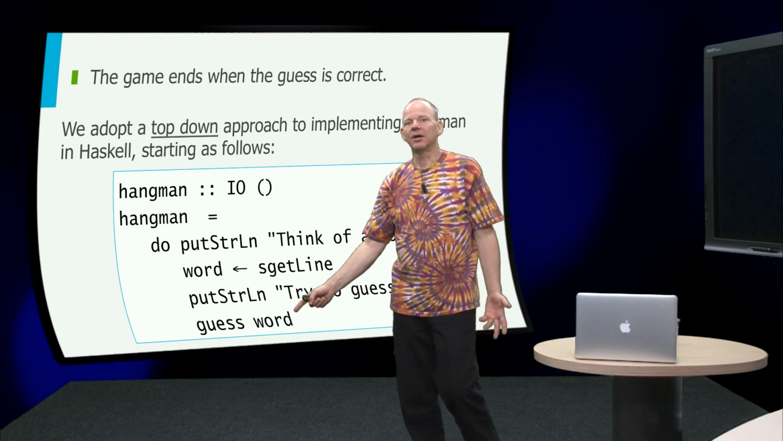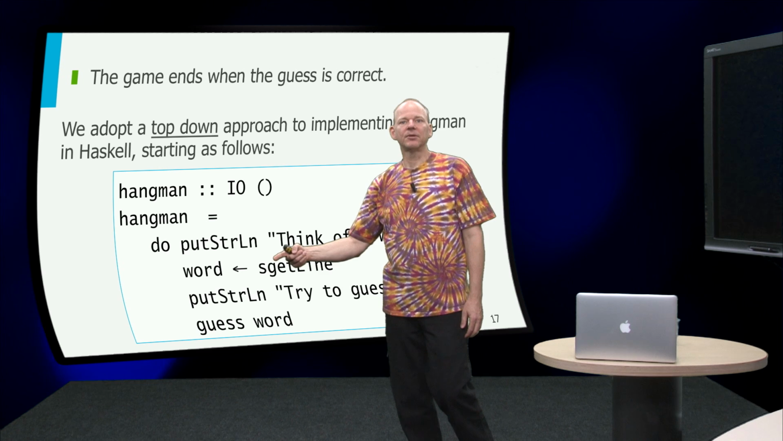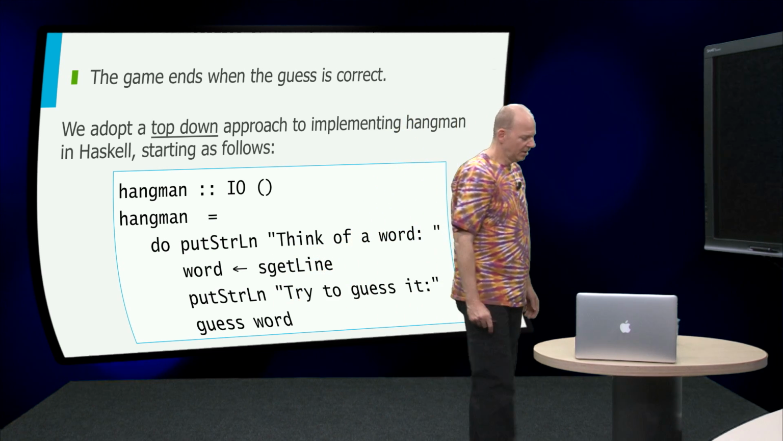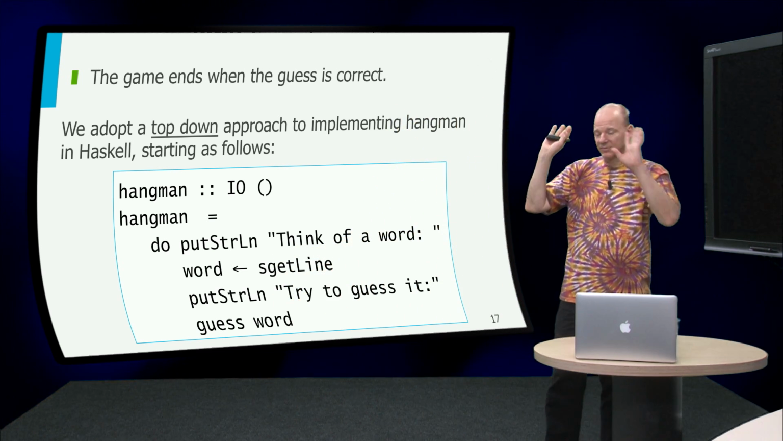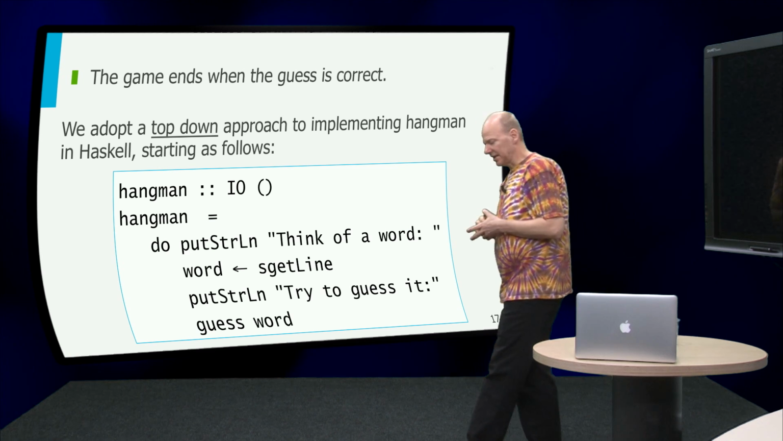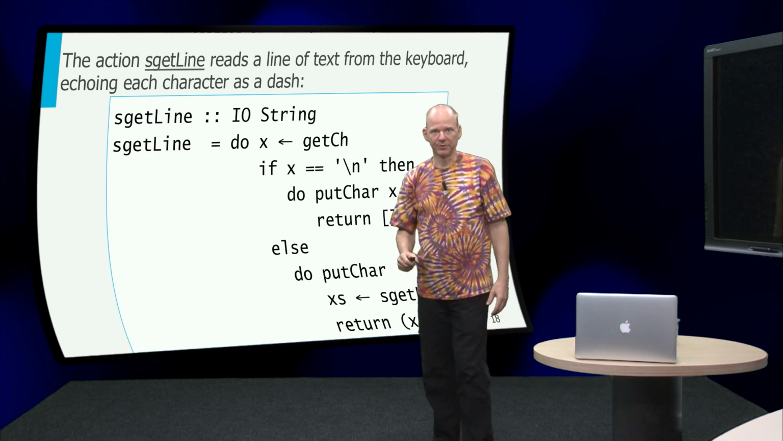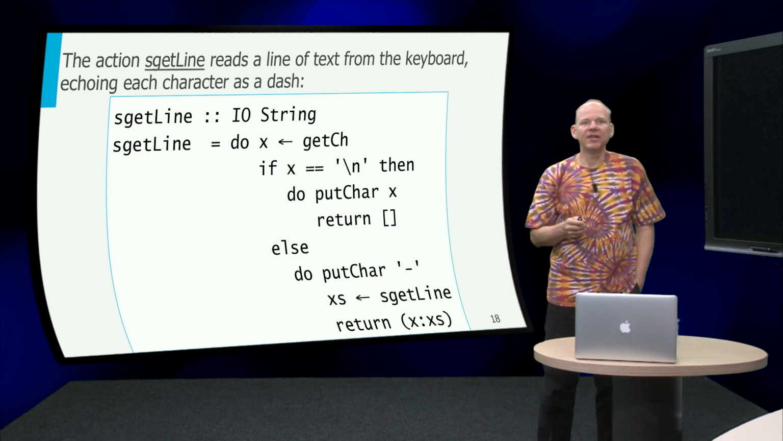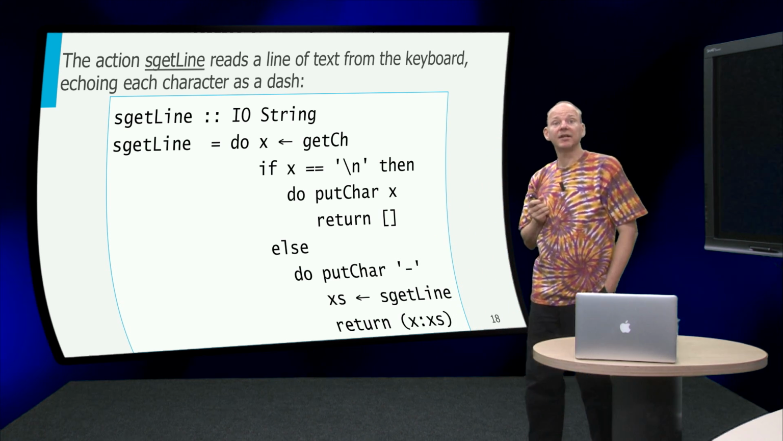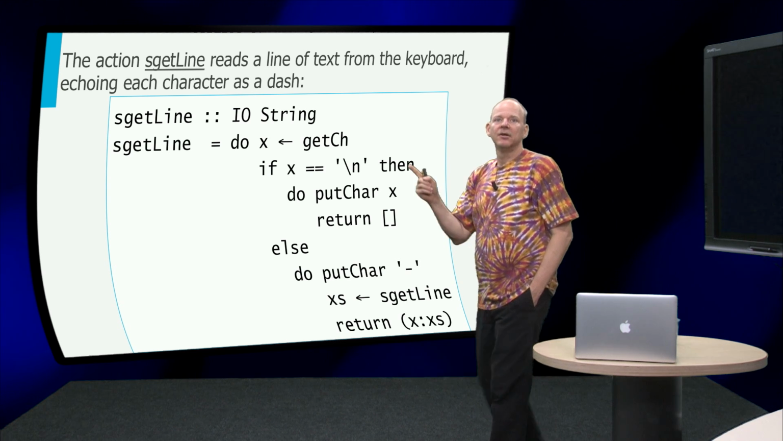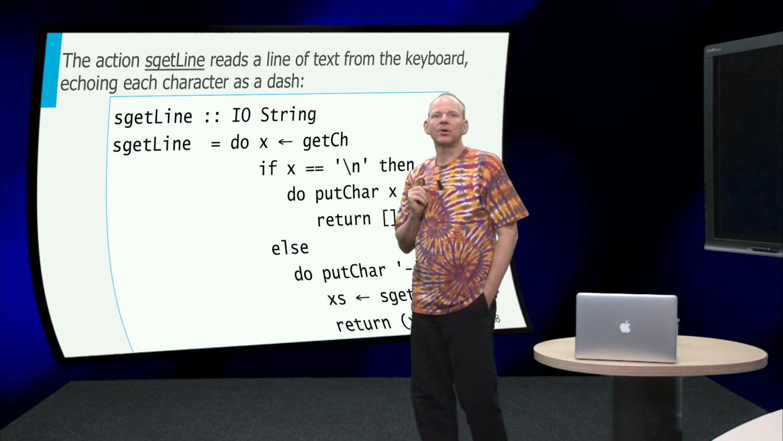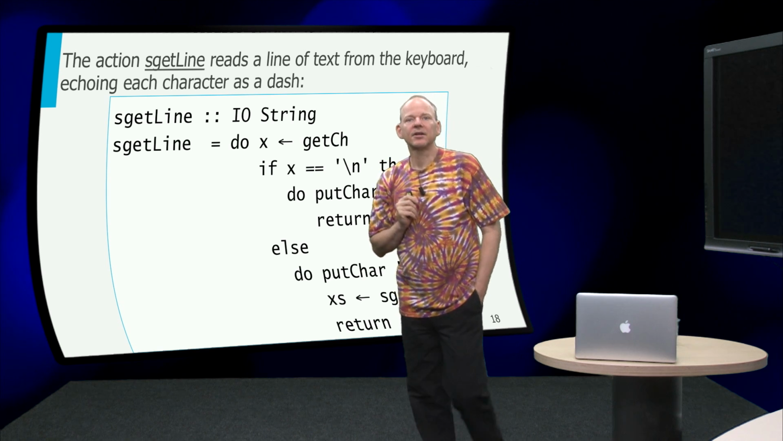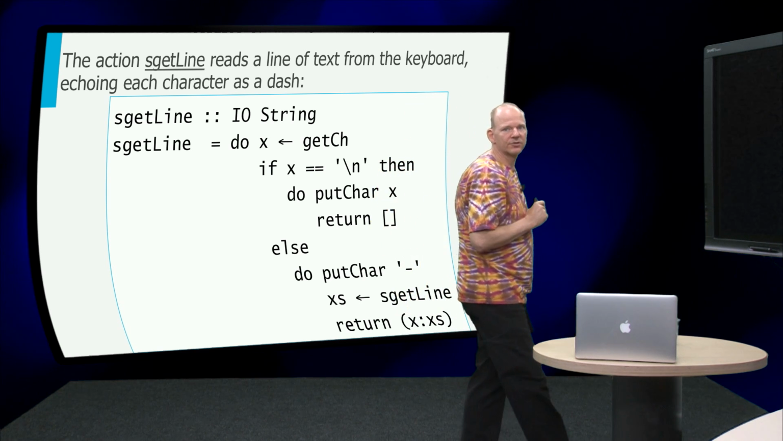And then how do we do that? Well, we type in a word, and then we're going to guess the word, and we will see what that function guess is in the next few slides. First thing I want to show is this function here, secretly getLine, which reads a line of text from the keyboard, echoing each character as a dash, as an underscore.